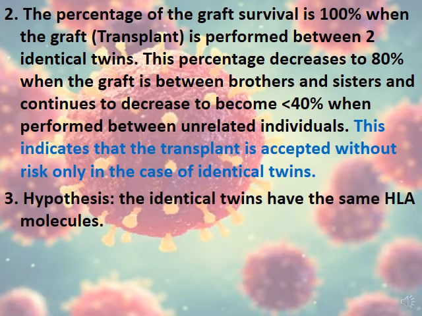The percentage of graft survival is 100% when the graft is done between 2 identical twins. This percentage decreases to 80% when the graft is between brothers and sisters, and decreases to less than 40% when the graft is performed between 2 different unrelated individuals. So what does this indicate? This indicates that the transplant is accepted without any risk. It's 100% accepted in the case of identical twins.